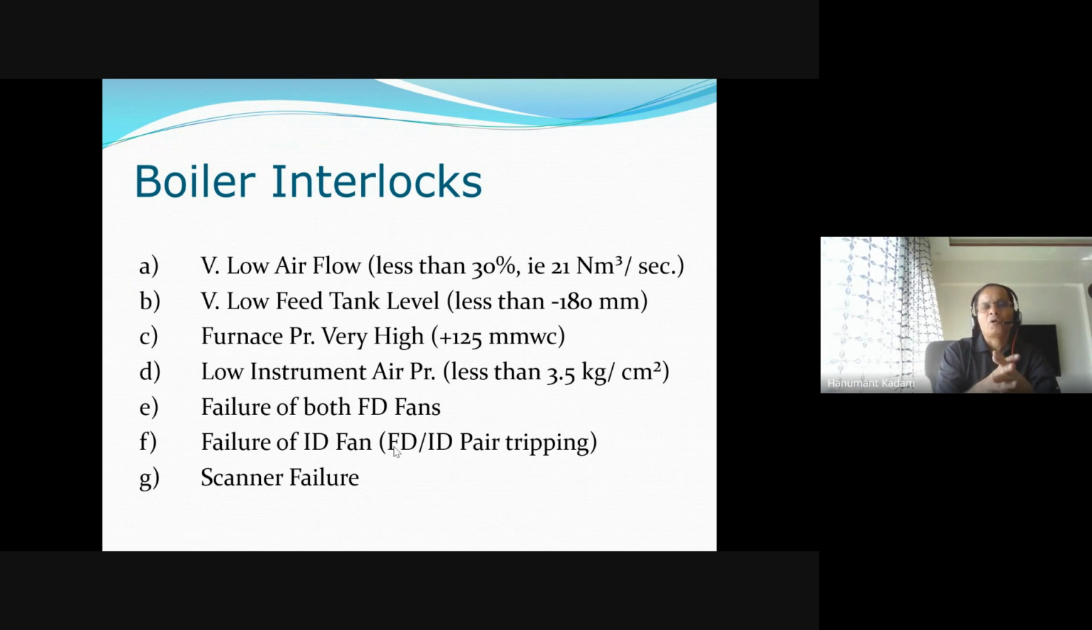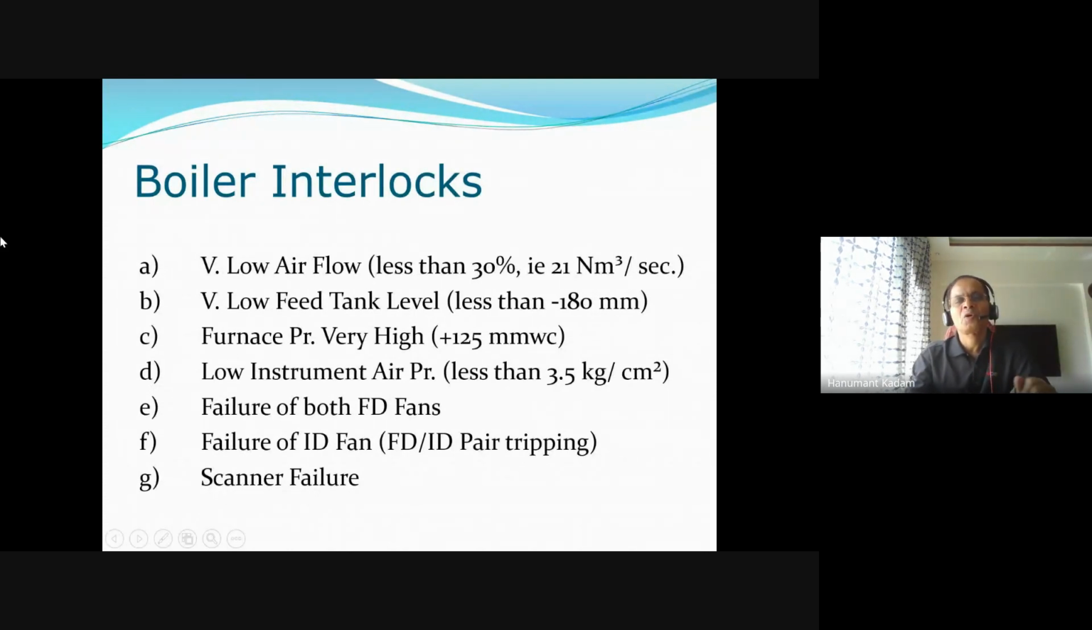In our boiler, you can see these are the interlocks for safe operation. Very low airflow, less than 30%. Very low feed tank level. Furnace pressure very high. Low instrument air pressure. Failure of both FD fans. Failure of ID fan, induced draft, and scanner failure. So you can say these are very, very important interlocks. Each has interlocks for safe operation.